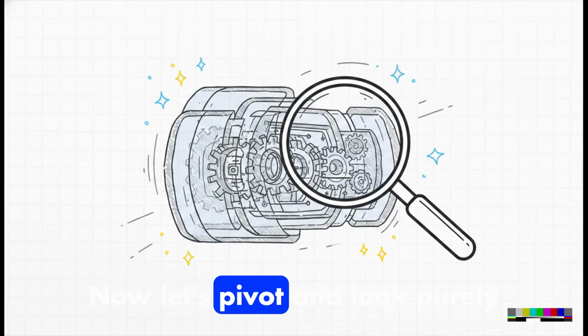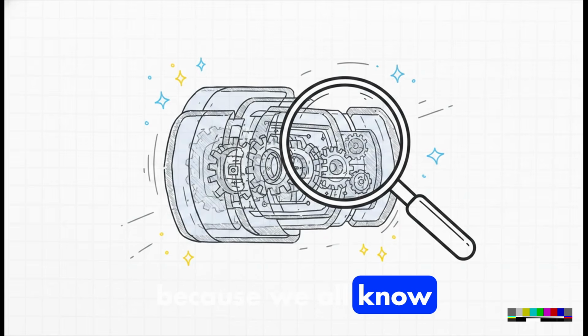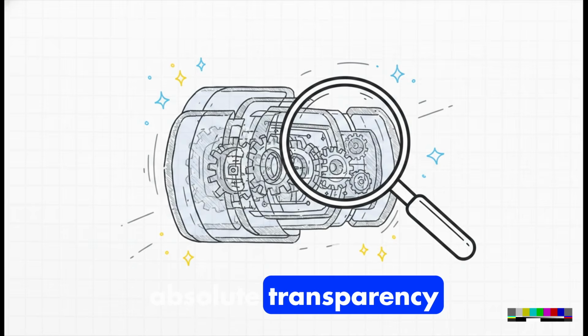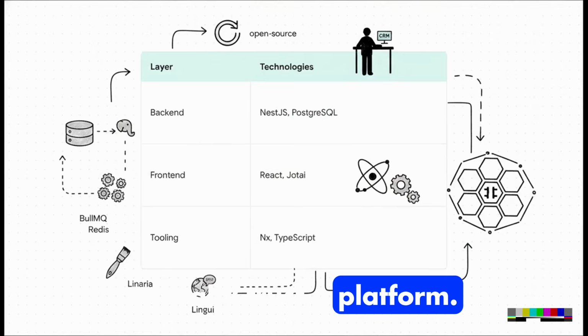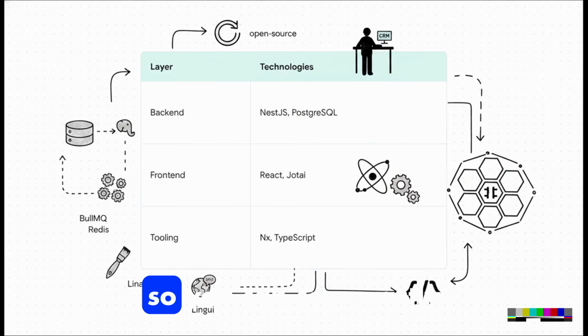Now, let's pivot and look purely at the repository's architecture, because we all know technical founders need absolute transparency to really trust a platform. So let's break down this modern technology stack component by component so you can see exactly what your dev team will be working with.